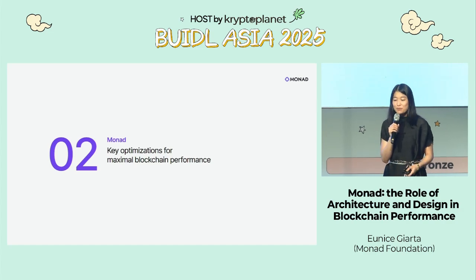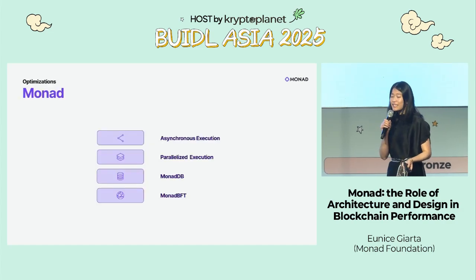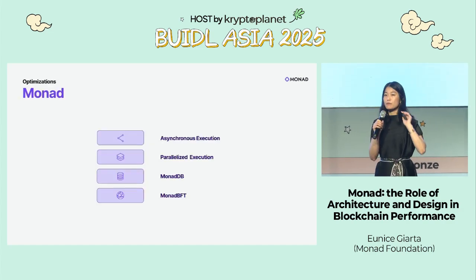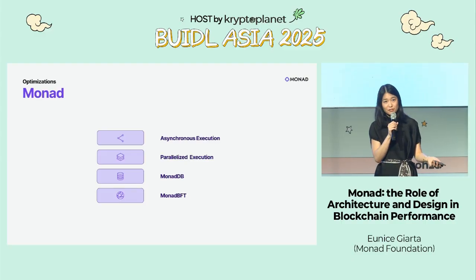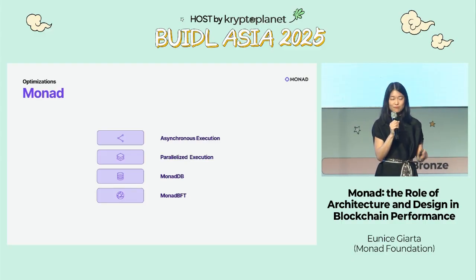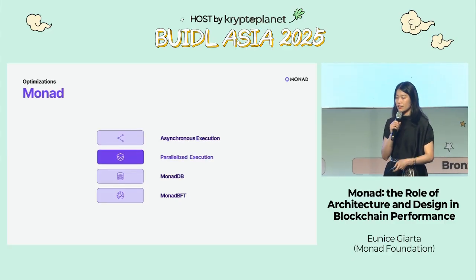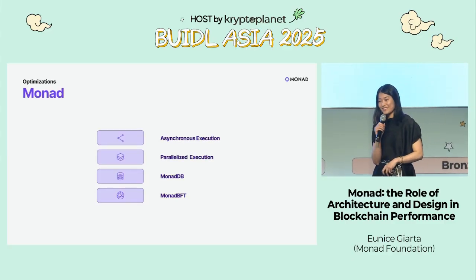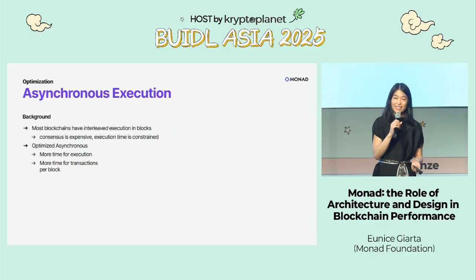Okay, how are we able to do this? There's 4 key optimizations that the Monad blockchain employs: asynchronous execution, parallelized execution, the Monad database, MonadDB, as well as Monad BFT. Oh, sorry, forgot to cycle through them. We'll start with asynchronous execution.